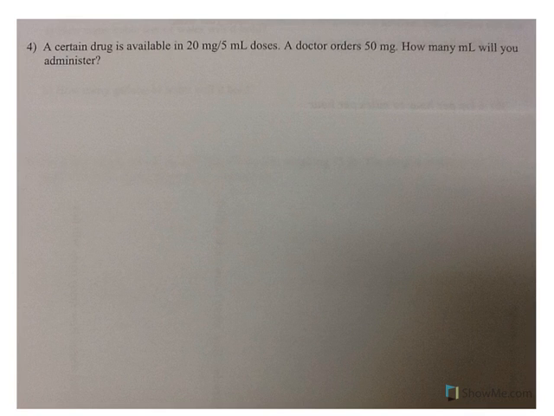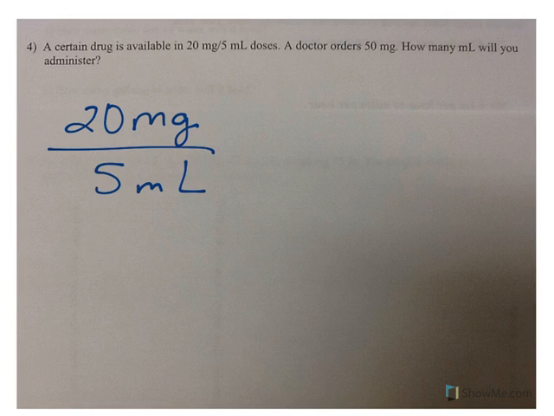A certain drug is available in 20 milligrams per 5 milliliter doses. A doctor orders 50 milligrams. How many milliliters should you give? Okay, so we know that the ratio is 20 milligrams to 5 milliliters. Now think about it. The doctor orders 50 milligrams. I put that on top. You're trying to figure out how many milliliters.